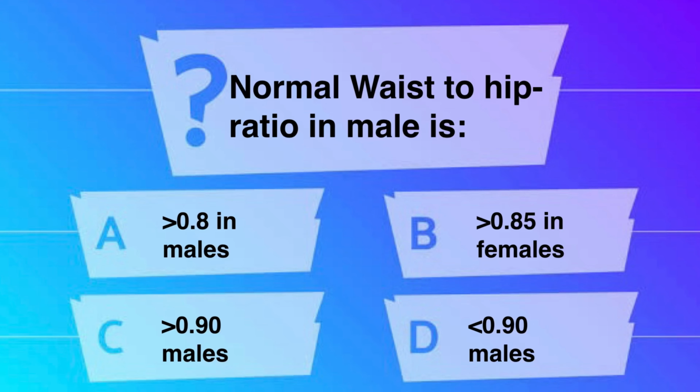So let's begin today's discussion with solving this MCQ. Normal waist to hip ratio is: A, more than 0.8 in males; B, more than 0.85 in females; C, more than 0.90 in males; or D, less than 0.90 in males. So which option do you think is the correct one? Well yes, option D, less than 0.90 in males, is the correct answer.